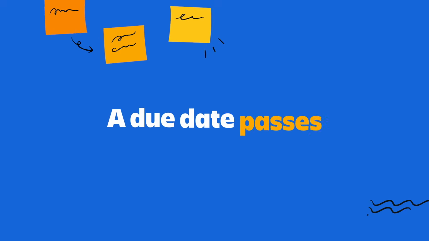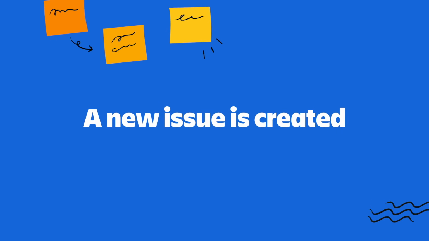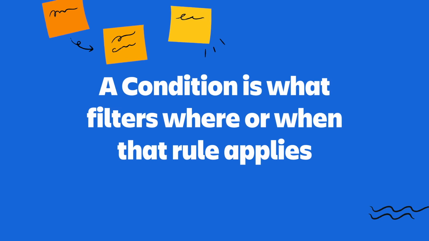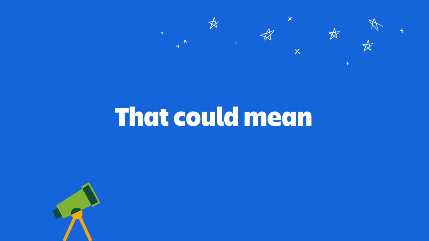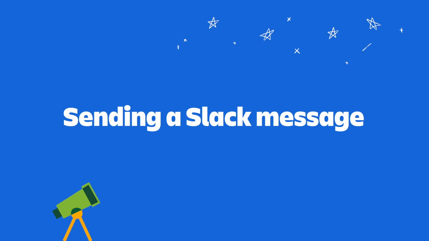Examples of triggers include when a task is marked as done, when a due date passes, or when a new issue is created. Next, a condition is what filters where or when that rule applies. So maybe you want to run this automation, but you only want it to apply to certain teams, project types, or work items. That's what conditions are for. Finally, an action is what Jira does once the rule is run. That can mean updating a status, adding a comment, sending a Slack message, or notifying someone automatically. So simply put, the trigger tells Jira when to run, the condition filters what it applies to, and the action decides what happens next. Once you understand this pattern, creating automations becomes pretty simple.